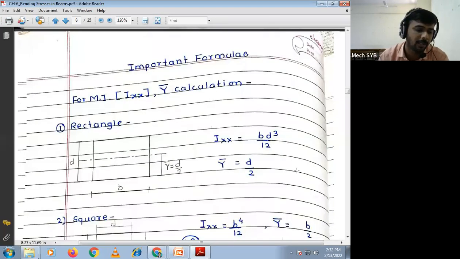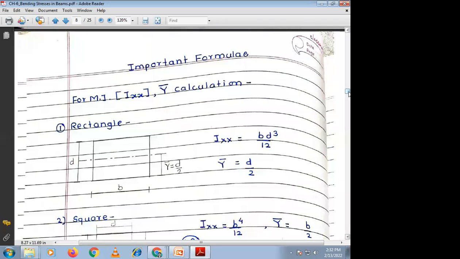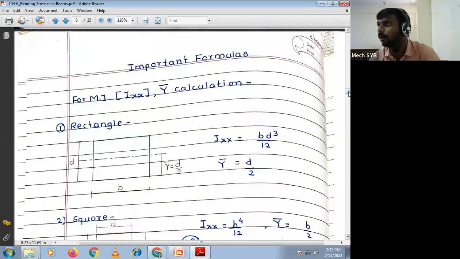Is the screen visible to all? Yes, sir. Put the next heading, important formulae. Always we have to take the moment of inertia about the x axis. Your section is symmetrical about the x axis. Write down the important formulae.